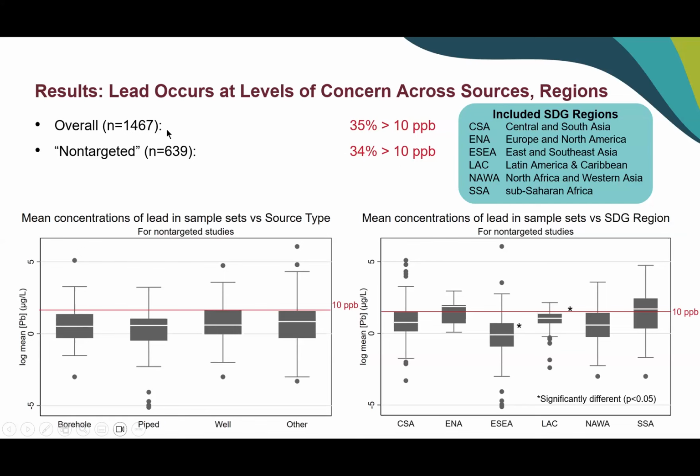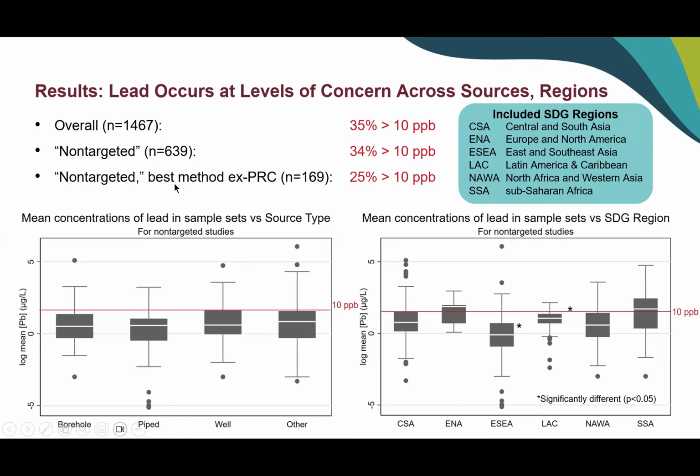Now, it's worth noting that of those 1,467 data sets, some of them went looking for pollution where they expected to find it. So some of these are from landfills, some of these are from mining areas, industrial sites, but a subset of 639 non-targeted studies. So these are studies that didn't go looking for a known and suspected source of pollution, but just looked at drinking water without reporting a nearby localized suspected source of pollution. Those non-targeted studies, 34% of usable observations also were reported to be in excess of that 10 part per billion WHO guidelines.